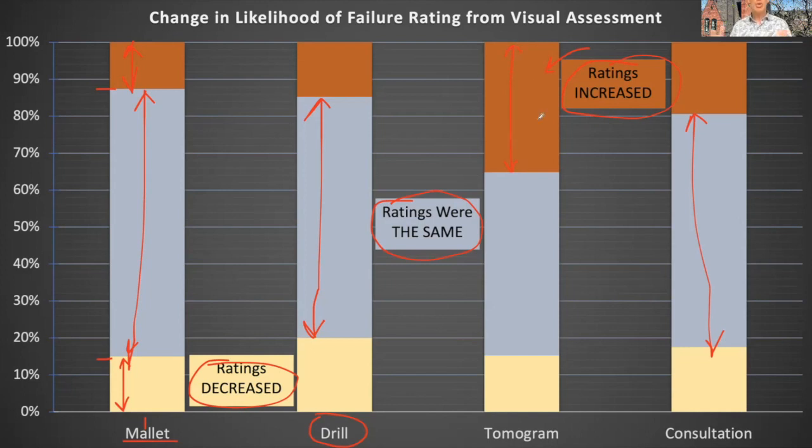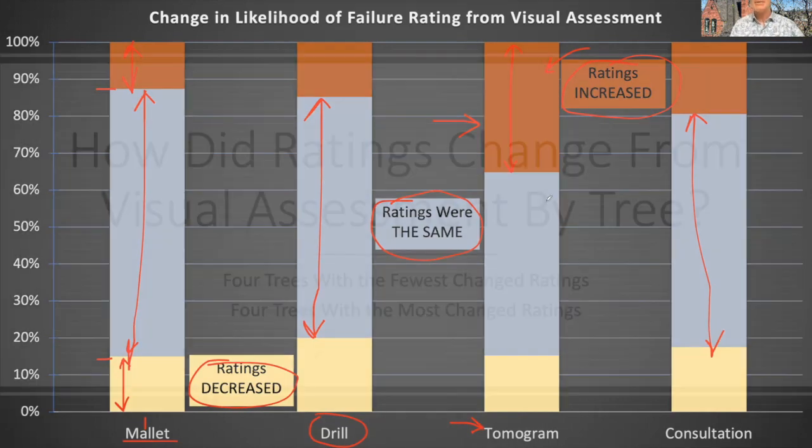There's a much greater proportion of increased likelihood of failure ratings. So it goes from, this is again like maybe 14%, 15, 16%, and then on the tomogram, it's 30%. 35% of the ratings are greater likelihood of failure after people looked at the tomograms. And that doesn't really happen, not to the same extent at least, with any of the other techniques.